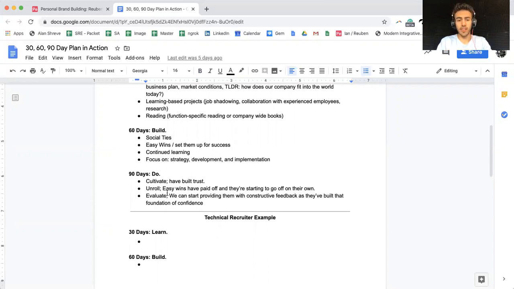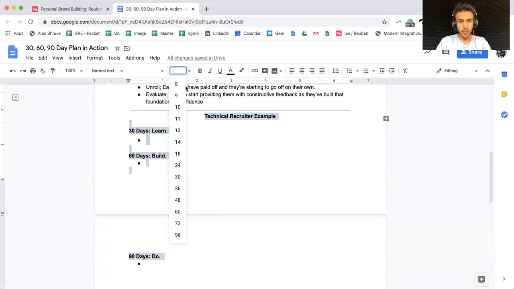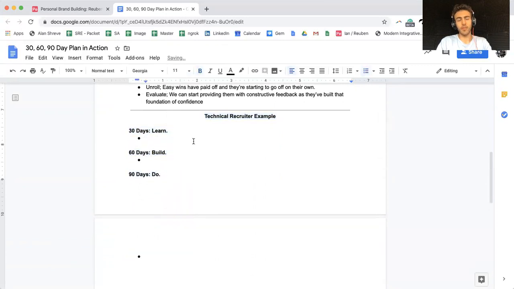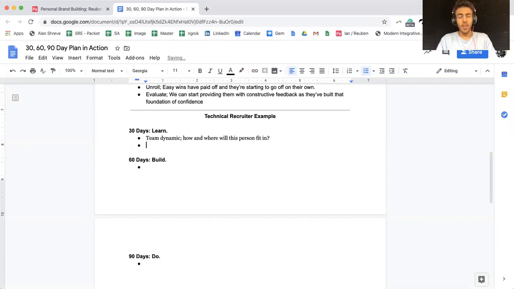First is the team. Oop, that's a big font. Why is that so big? Let's keep it 11. So what are the few things we want to learn? Team dynamics, that's super important. How and where will this person fit in? Next is what does the team work on? So this is projects, upcoming and past as well. That's huge. And then the roadmap.